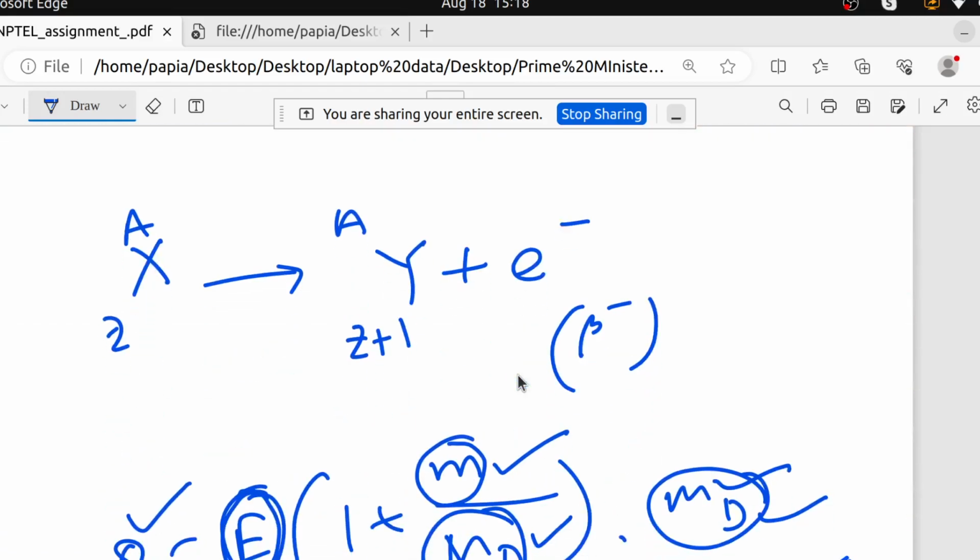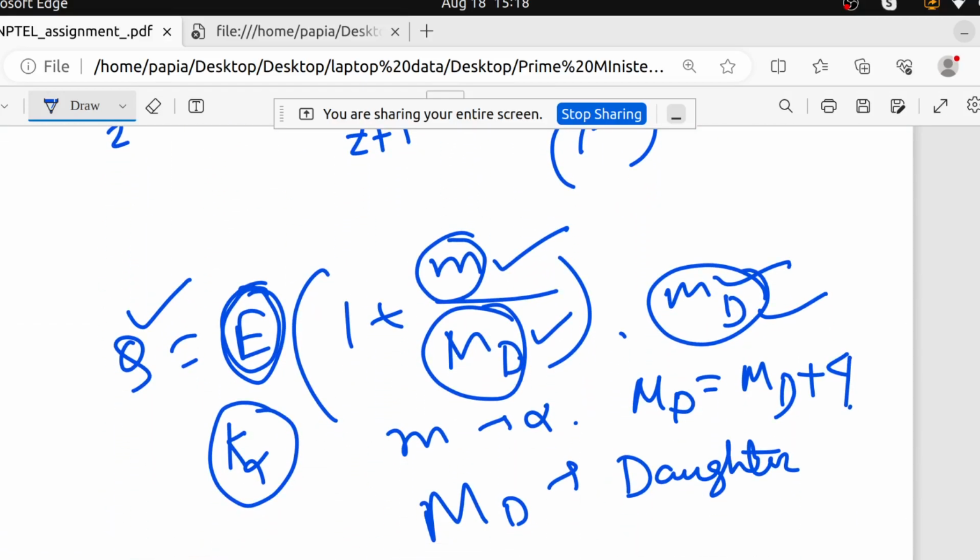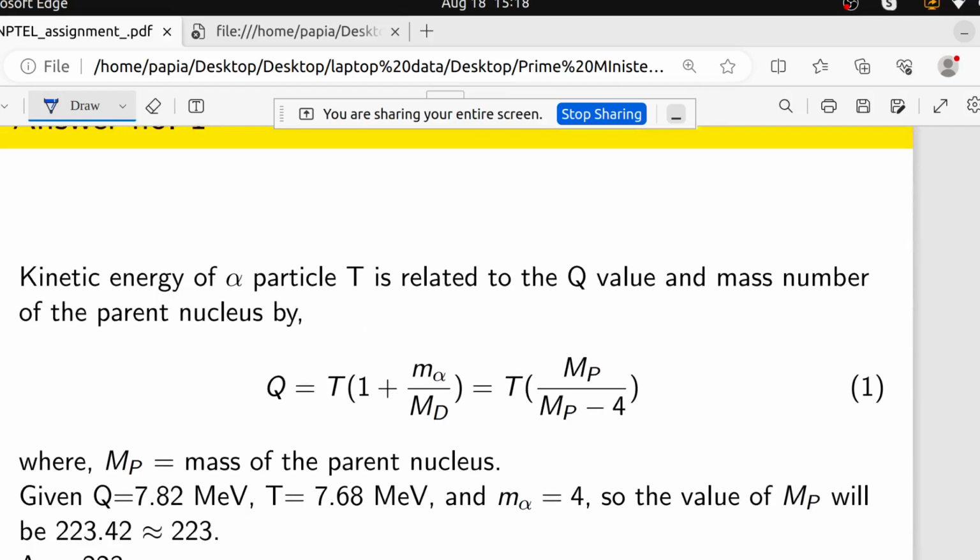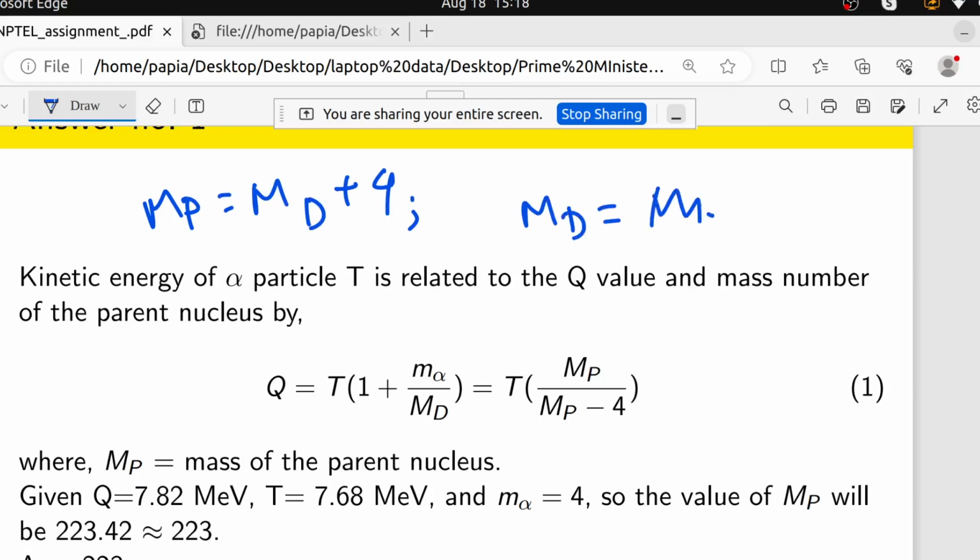Fine. So we just have to put in the values, and alternatively we can write mp, as I already told, as md plus 4. We can also write md equals mp minus 4. So if I write mp minus 4 and this is md, then we are just replacing md by mp minus 4.